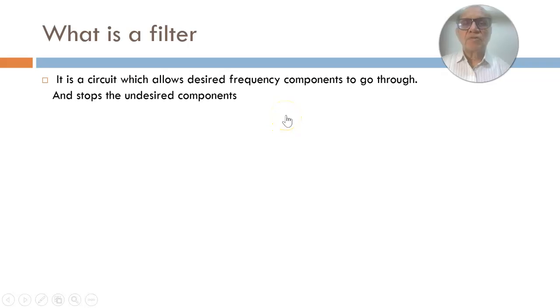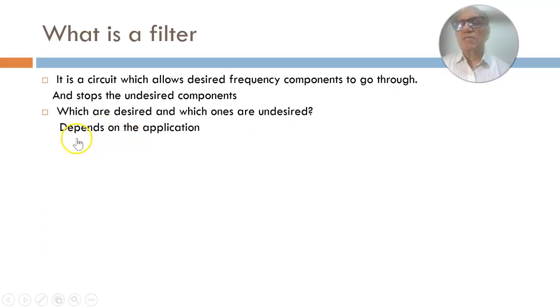Okay, so the question now is, which components do you call desired and which do you call undesired frequency components? Let me repeat that: which are the desired and which are the undesired frequency components? So this depends on the application.